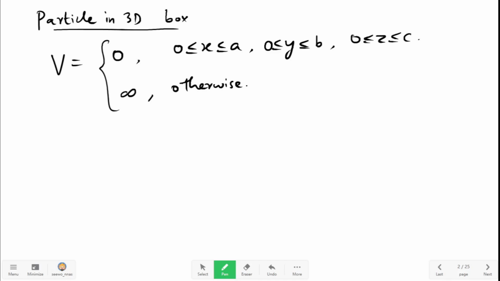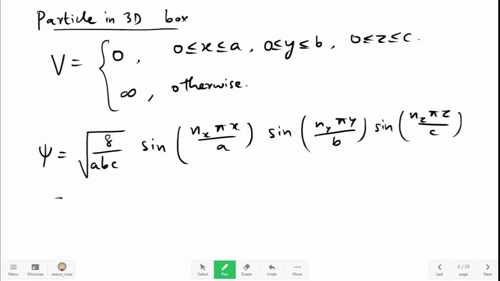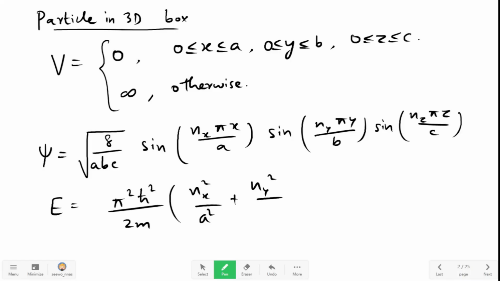If we solve this partial differential equation, we will obtain the wave function psi equal to root of 8 divided by ABC times sine nx pi x by A times sine ny pi y divided by B times sine nz pi z divided by C. And energy will be E equal to pi square h bar square divided by 2m times nx square divided by A square plus ny square divided by B square plus nz square divided by C square.